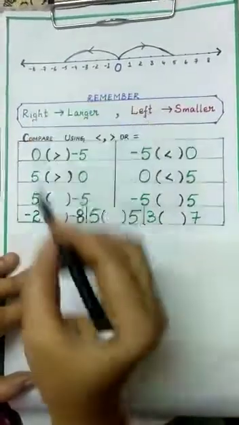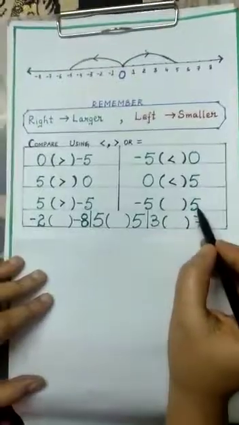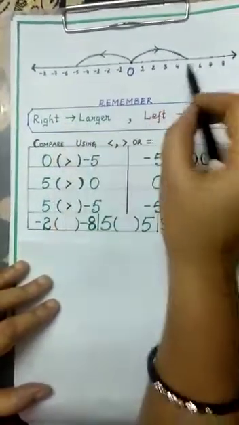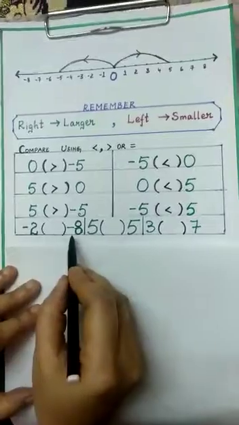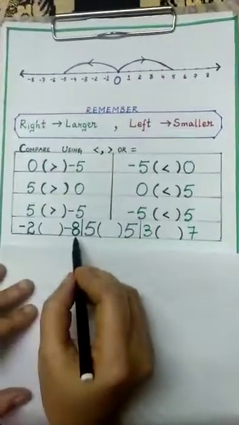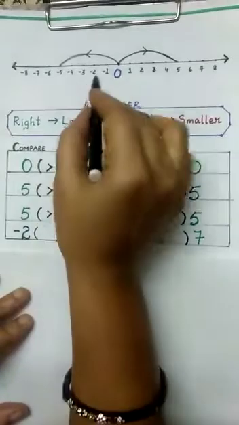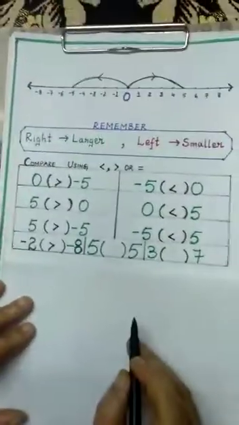5 and -5. 5 is right of -5. So 5 is greater than -5. -5 and 5. -5 is left of 5. So -5 is less than 5. Now here we have two negative integers, -2 and -8. -2 is right of -8. So -2 is greater than -8.